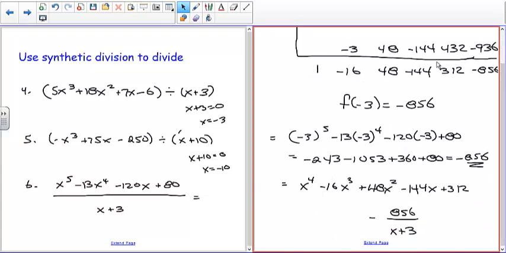You take the coefficients that you have left over after you do the division, and you count how many you have. 1, 2, 3, 4, 5. The last one is the remainder. So you have x to the 4th, x cubed, x squared, x, constant. So we have 1x to the 4th minus 16x cubed plus 48x squared minus 144x plus 312. And the remainder is this constant, negative 856, divided by the original denominator. Okay, so that's how that one works.